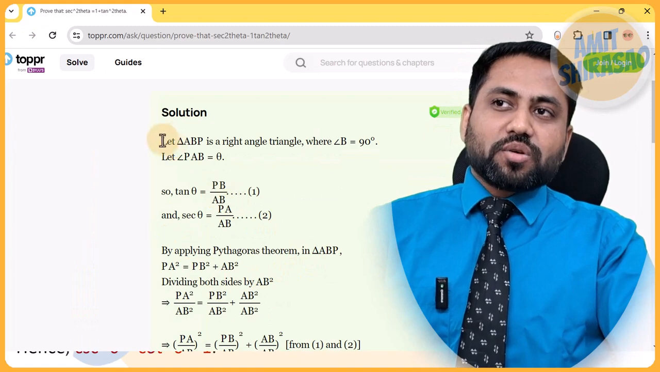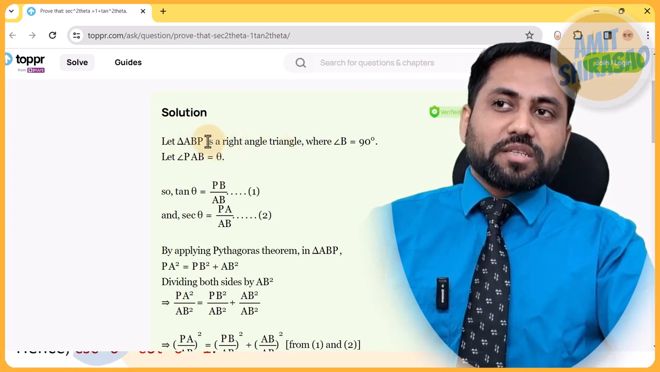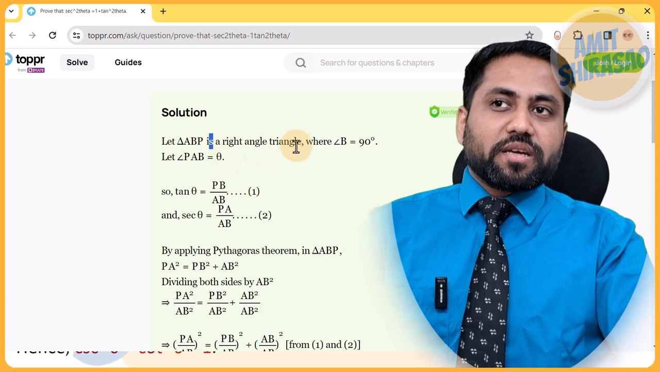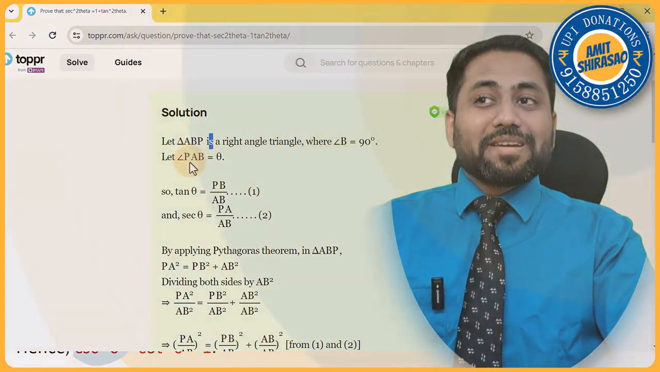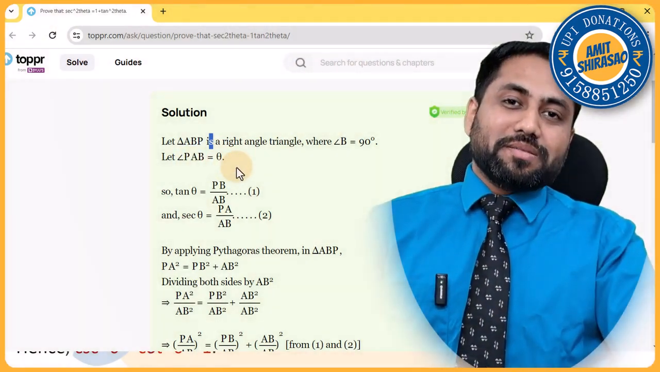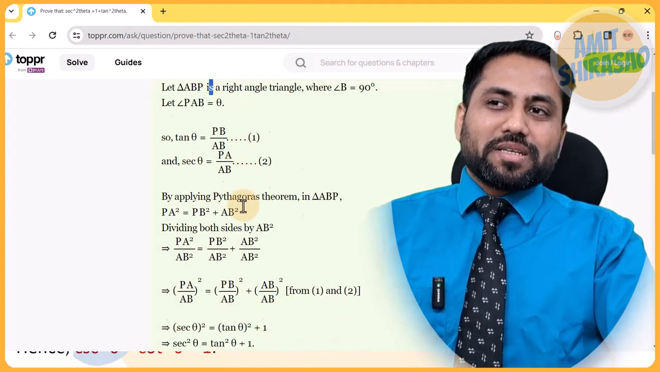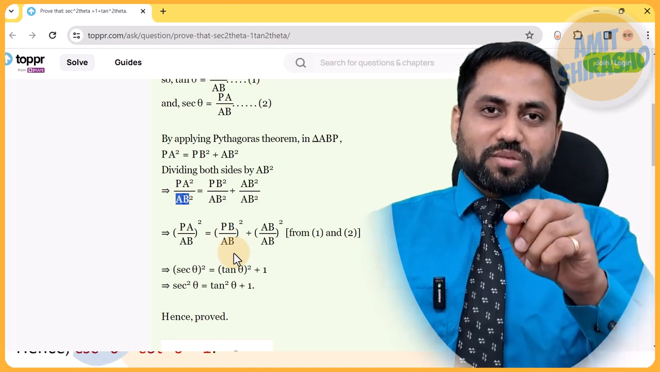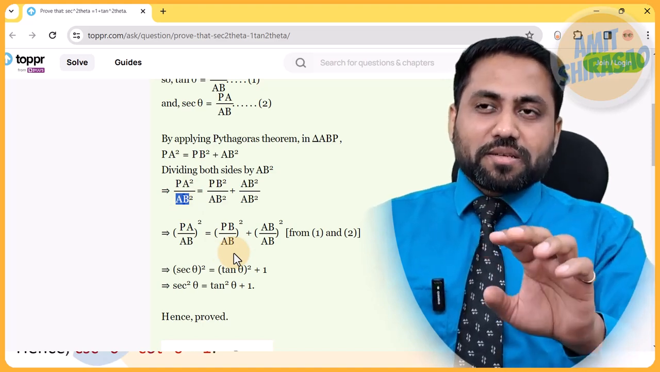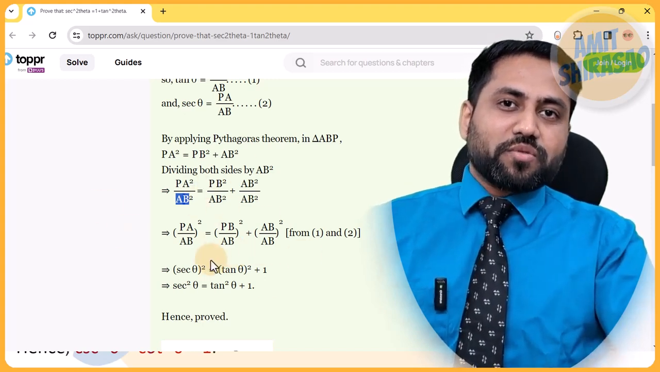You will start your proof like this. Let triangle ABP be a right angle triangle. Oh, it should be B over here. A right angle triangle where angle B is equal to 90 degrees. Then you will say let angle PAB be equal to theta. So this is what really makes it difficult. Everywhere you are referring to the sides with two alphabets. So it is difficult to understand, and that's the reason why maths becomes difficult for people.